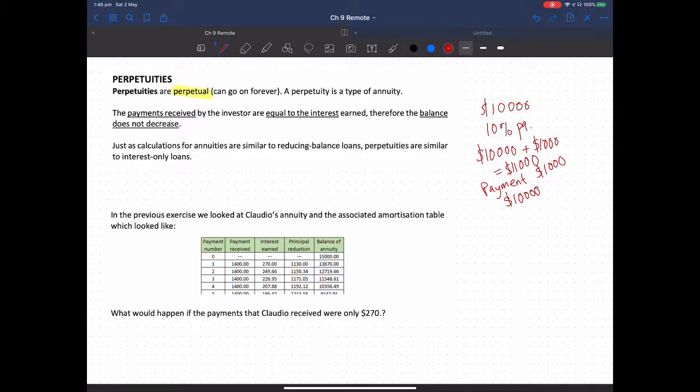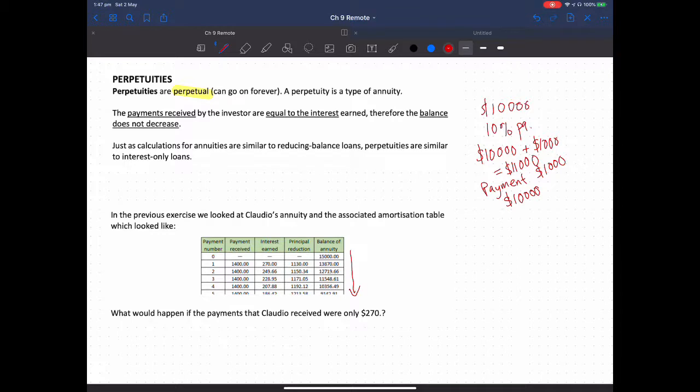So in the previous example, we looked at Claudio with an annuity. And in that annuity, he was being paid $1,400. But the interest he was earning was a lot less than the $1,400, which meant that the balance of his annuity was decreasing. What would happen if the payments that Claudio received were $270?